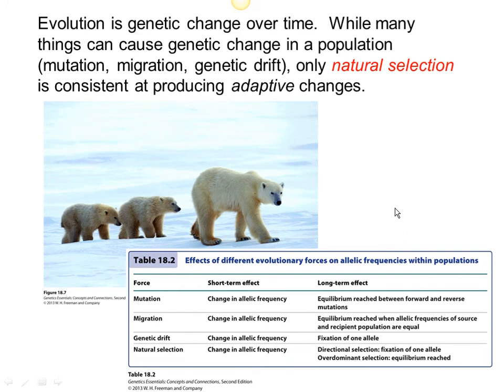Okay, so evolution is genetic change over time. That's the basic definition of evolution. And we've been talking about things that can cause genetic change over time in a population: high levels of new mutations, migration between genetically different populations, genetic drift in small populations. These are all things that cause genetic changes over time. But only natural selection is the force that produces adaptive change, meaning change that increases the fitness between an organism and its environment.